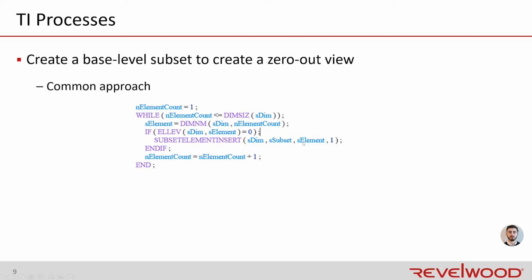And if so, then we're going to add it to a subset. And then from there, we just continue through the loop. Eventually we end up with a subset that contains all of our base level elements for a particular dimension. And then from there, we can append it to a view and we zero out the view, right? That's a pretty common approach. Again, it's not the only approach, but it's a common one. Now, all of this can be simplified with really one MDX statement.